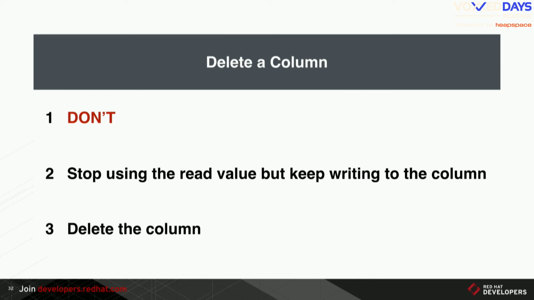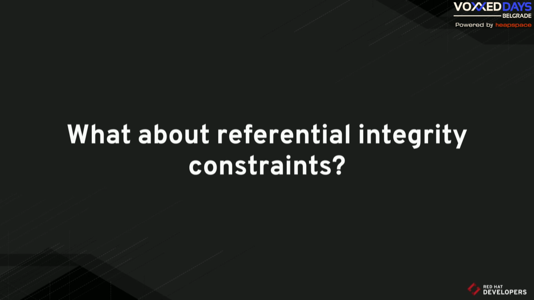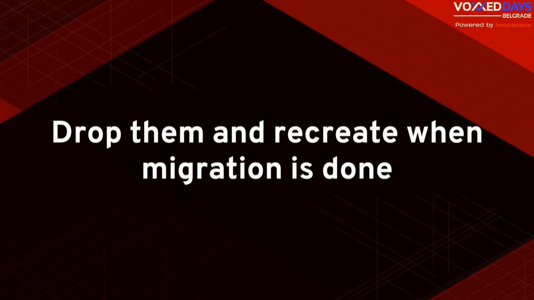So that's the 4 basic scenarios for performing zero downtime migrations. And some people might ask me, what about referential integrity constraints? Well, there's no easy answer. Sometimes you need to break some walls to make room for improvement. So you need to drop the constraints and recreate them when everything is done later. And the same applies for no constraints, for example.